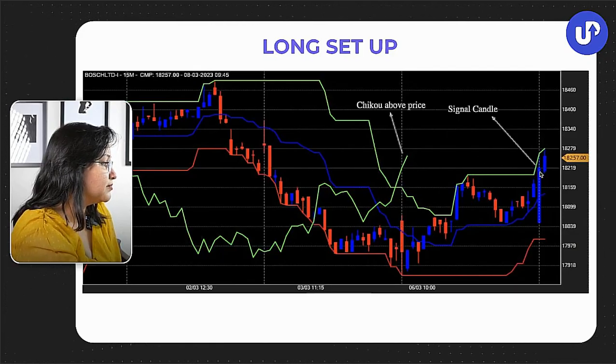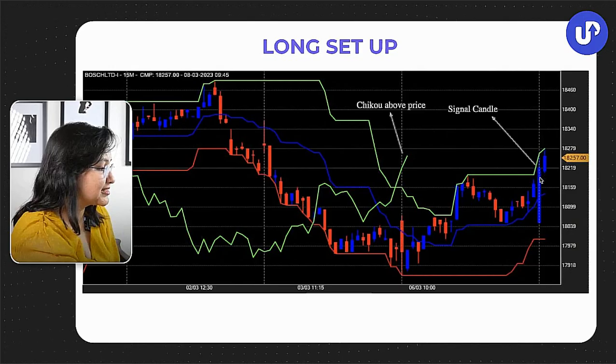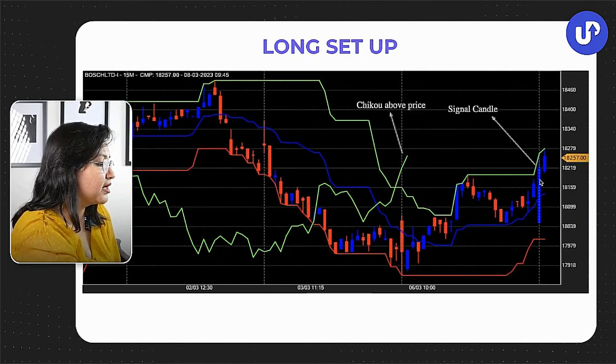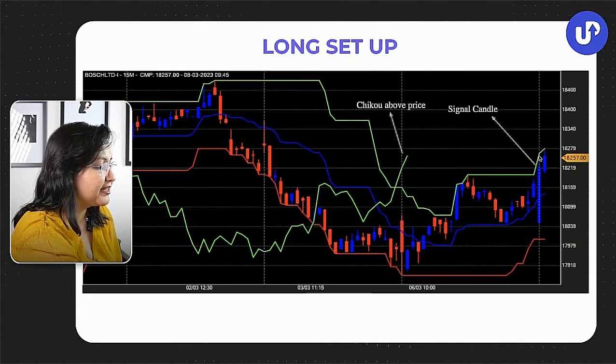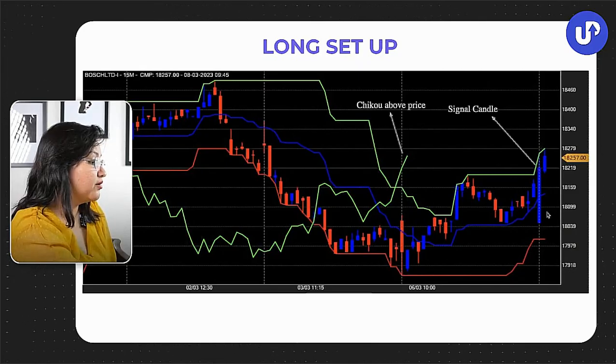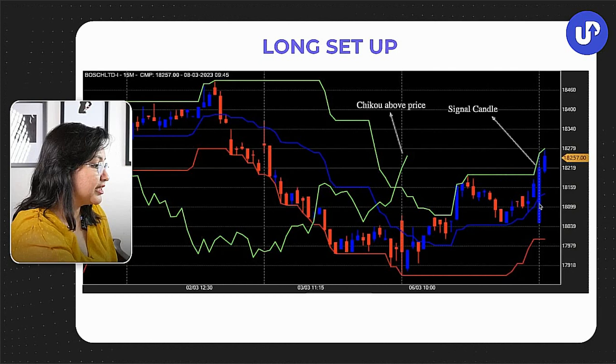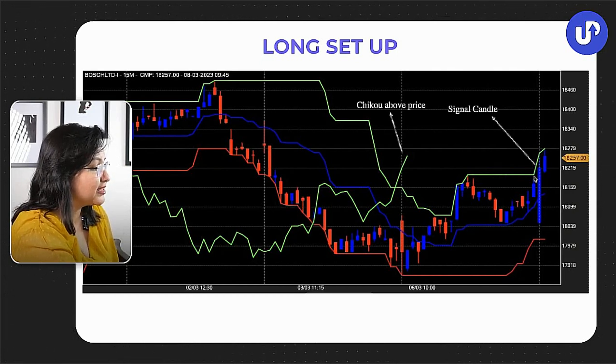Bosch on the 8th of March, you can see this is a slide of 8th of March, opened almost like with a big bullish candle. The bullish candle went and touched the upper Donchian channel. So you can see the upper Donchian channel started flexing up. So what we are looking at here in the Bosch chart is we have a bullish opening in Bosch, and you can see the upper Donchian channel started flexing upwards.